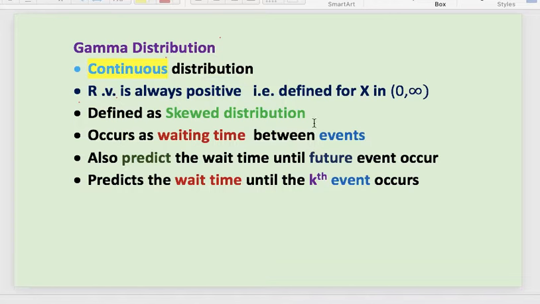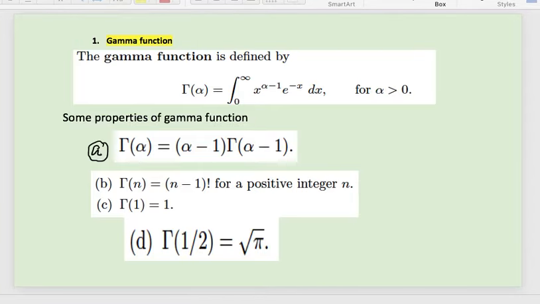It is positively skewed, and one important point is that it is the waiting time between events. It also predicts the waiting time until the kth event occurs. So first we will see that because it is a gamma distribution, it is based on the gamma function.